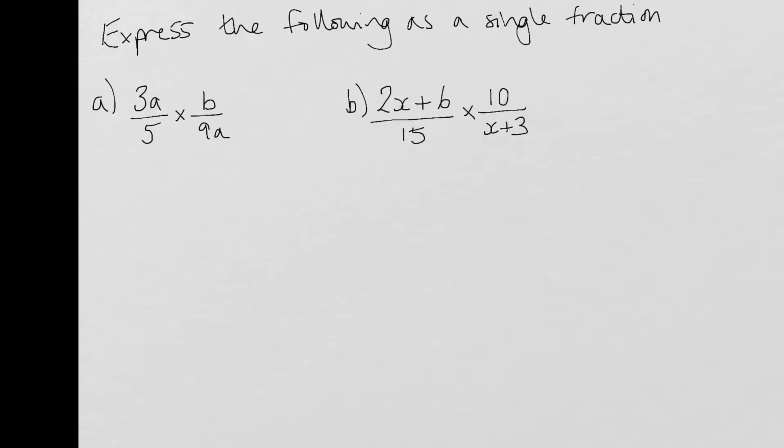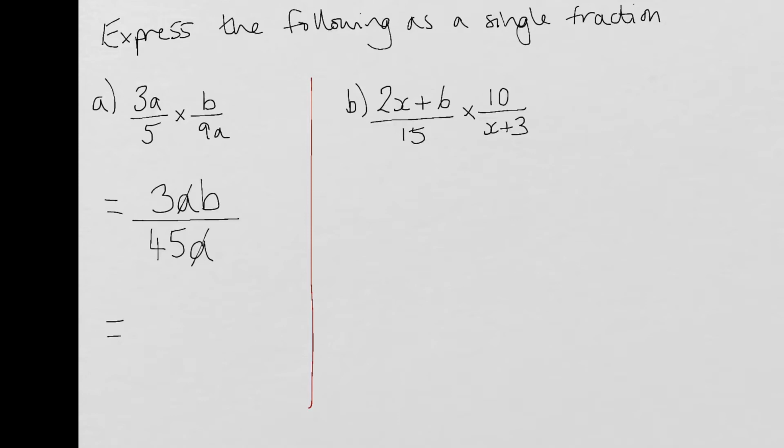3a over 5 times b over 9a. It's quite straightforward. You multiply the numerators, so 3a times b is 3ab. You multiply your denominators, so 5 times 9a is 45a. And then as a final step we're just going to simplify. So the a cancels with the a. The 3 and the 45: 3 goes into itself once and goes into 45 15 times. So our final expression is going to be b over 15.